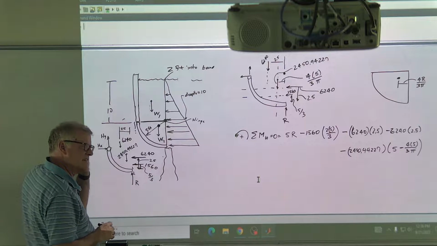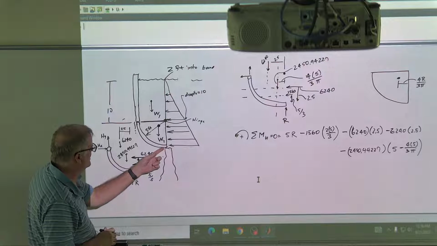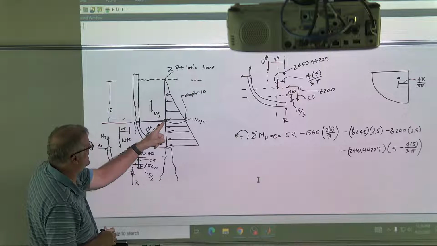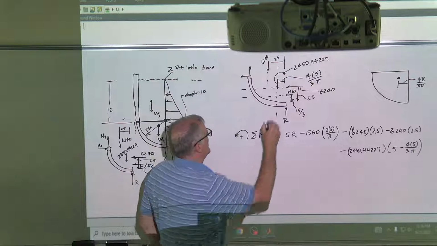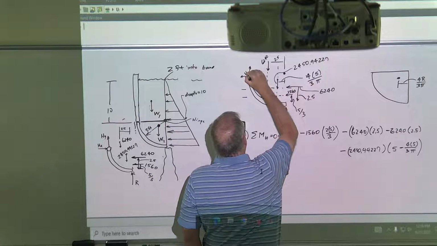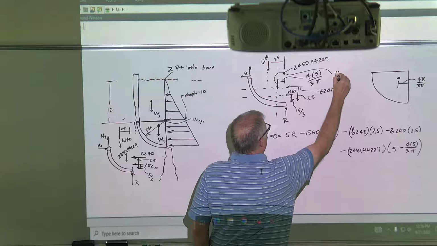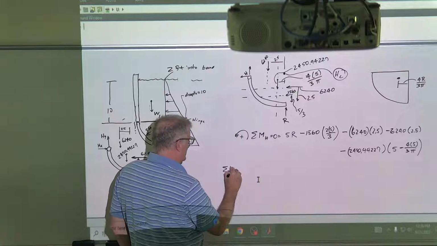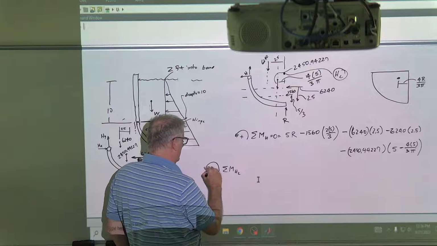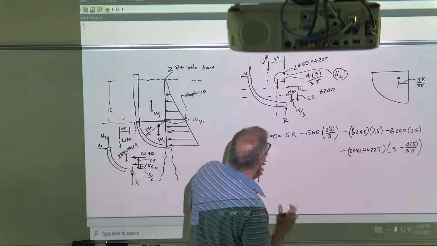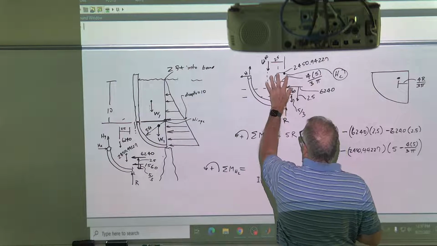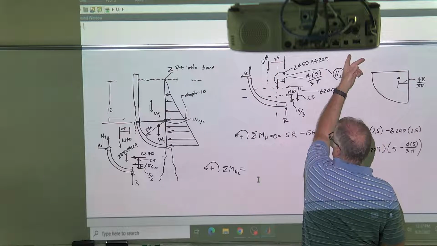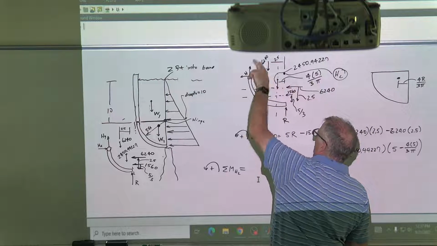Now, what's interesting is, maybe a little leak here, a little leak there, not much. But let's sum the moments about that point. So we'll say H. So this was H. This will be H2. Now, sum the moments about H2. And we'll make this be positive again. This is what's so intriguing. Okay, so I make this positive. It means these two forces are positive moments. These two are negative moments.